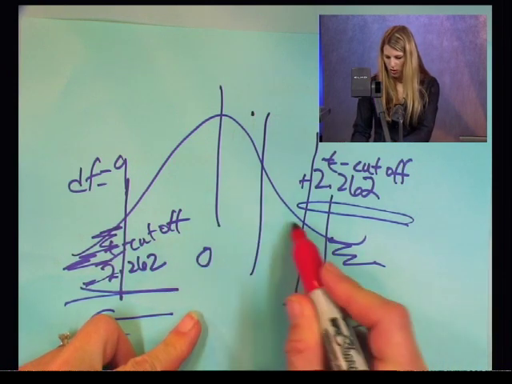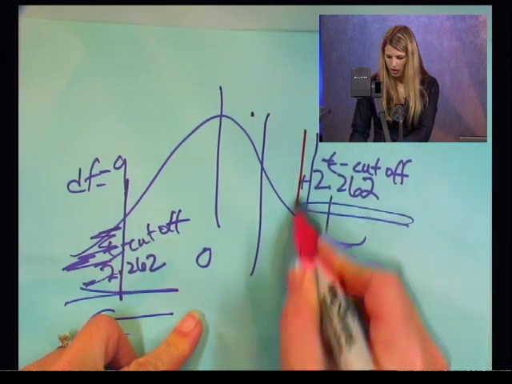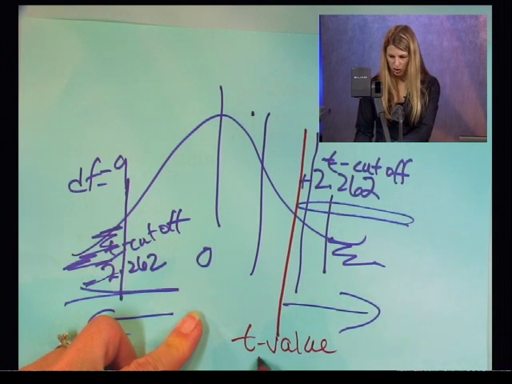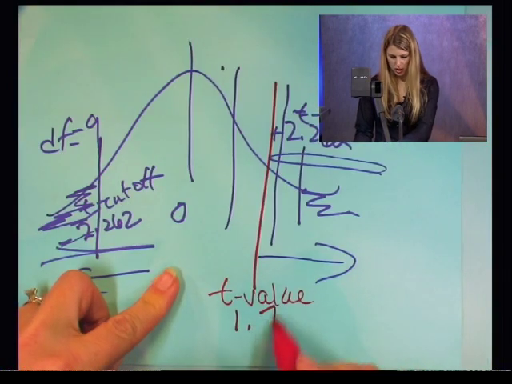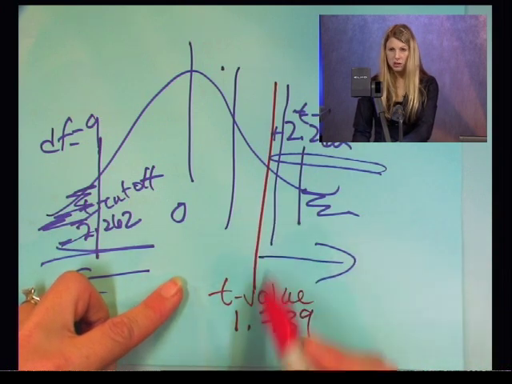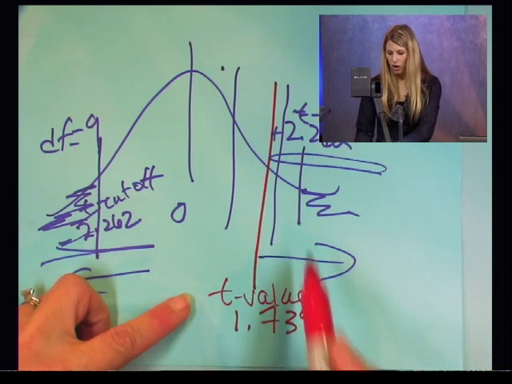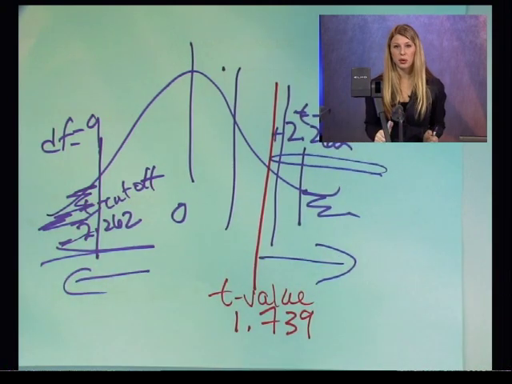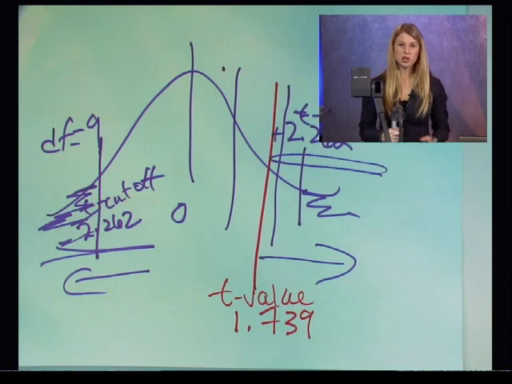So it's not quite to the 2 here. So this is your t value, or your test statistic, equals 1.739. And so you look at, did this test value, did your t value pass the t cutoff? No, it didn't pass the t cutoff, so what do you do with the null hypothesis? Do you decide to reject or retain?